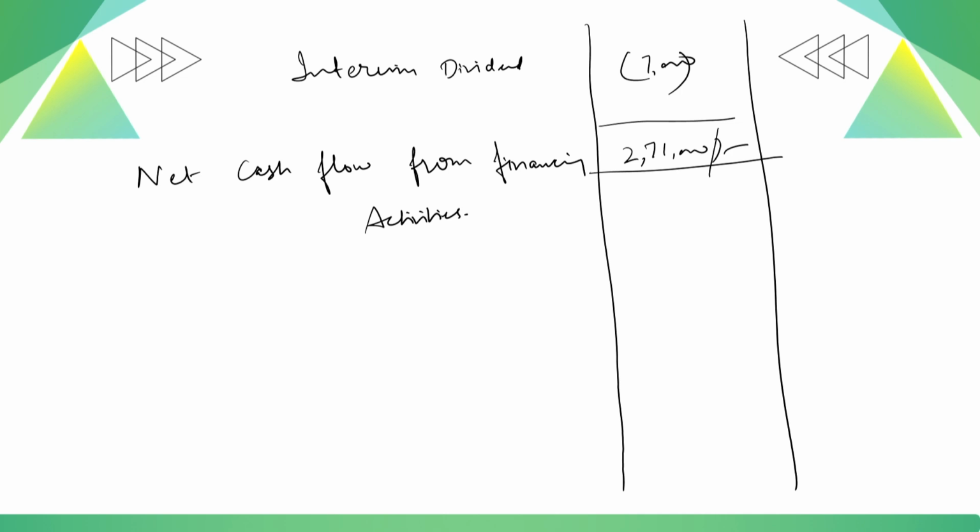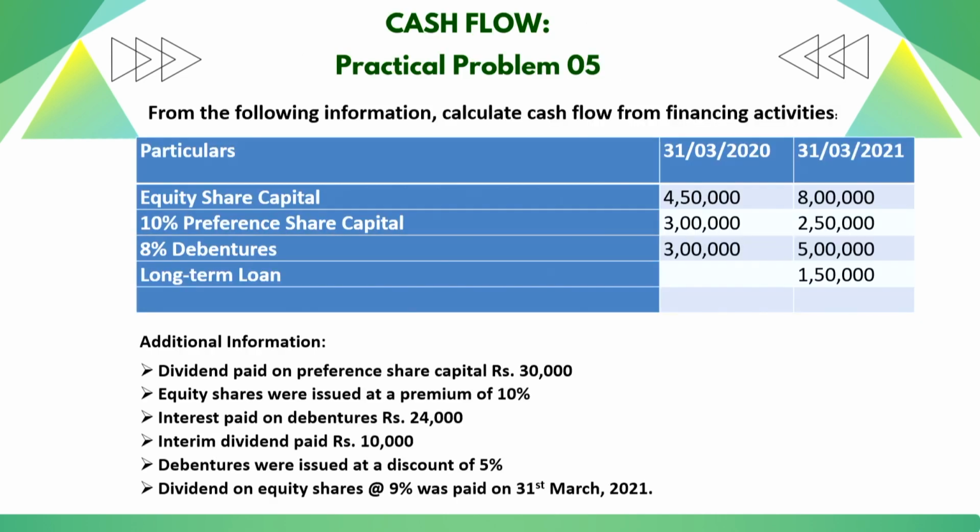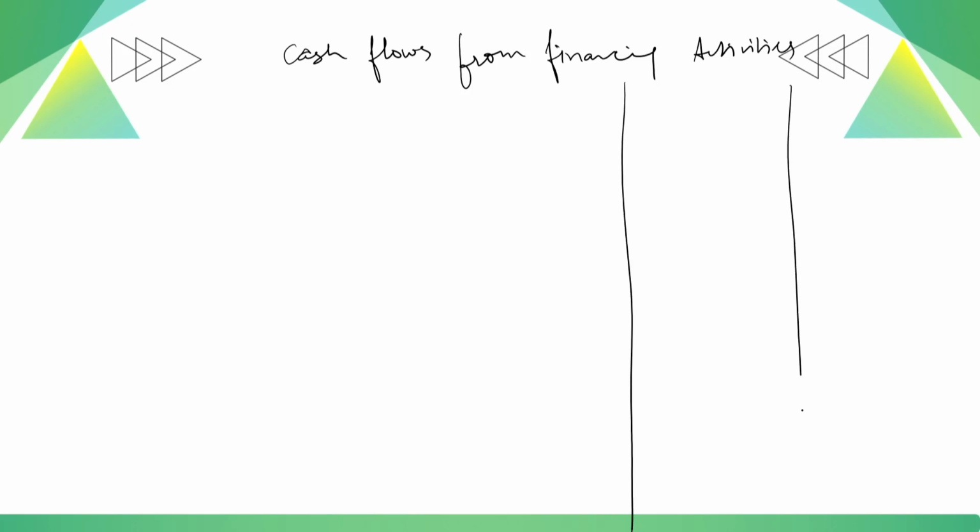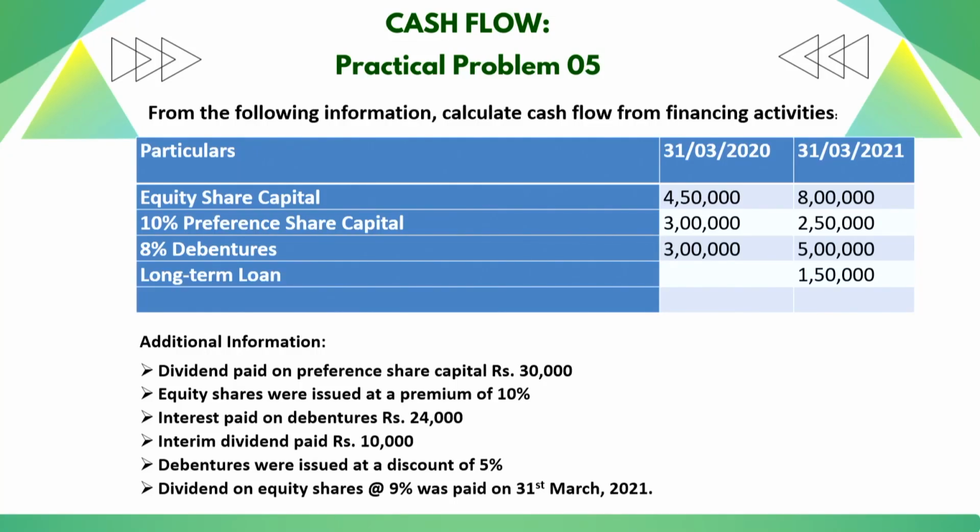Next, we have another practical problem on the same for the computation of cash flow from the financing activities. We prepare the same statement for computation of cash flows from financing activities of a business, starting again with the equity share capital. You can see there is a change of 3,50,000 and there is a premium of 10%. So, we treat it together.